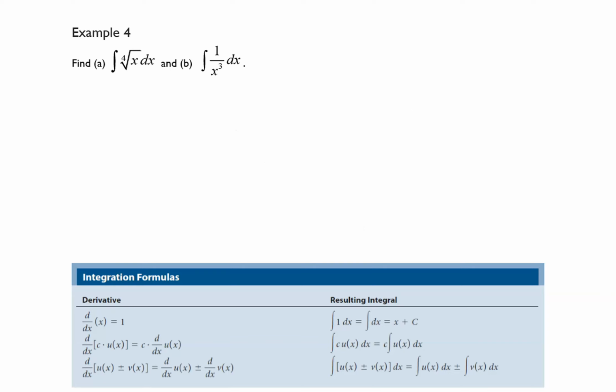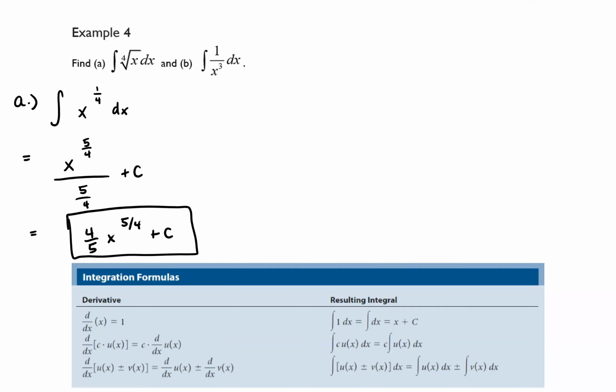For example 4, we want to find the indefinite integral of the 4th root of x dx and the indefinite integral of 1 over x cubed dx. So let's do part A first. We have the integral of, I'm going to rewrite this as x to the 1/4 power so that we can use the power rule. And that is going to equal x, 1/4 plus 1 is 5/4. And then we also want to divide by 5/4 and make sure we get that constant of integration in there. And then that is equal to 4/5 x to the 5/4 plus c.